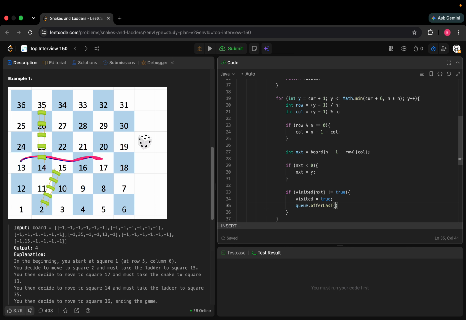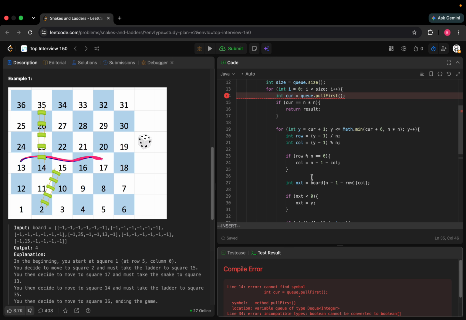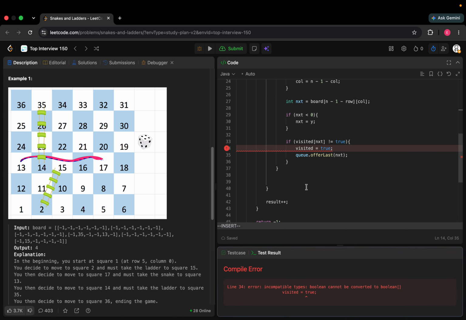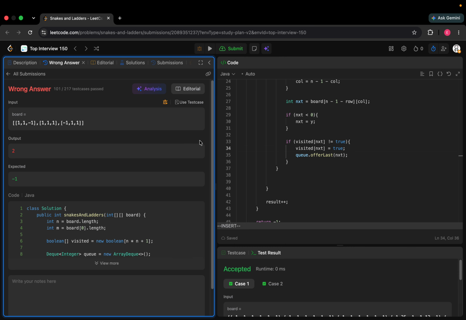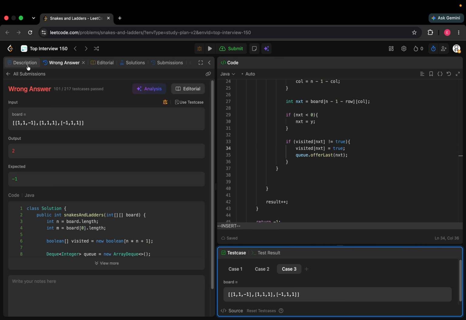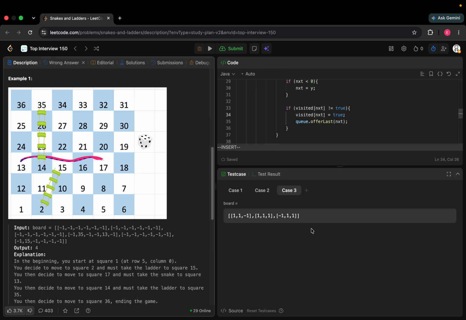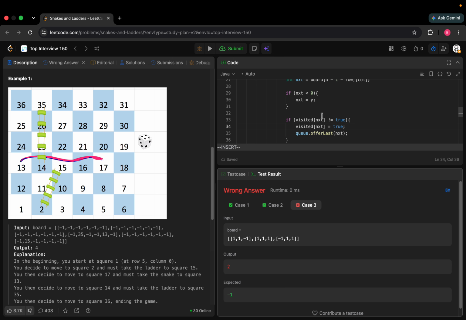Offer last nest over here. Let's see, okay, Q. Visit. Yeah. Okay, return answer for here. Except -1.